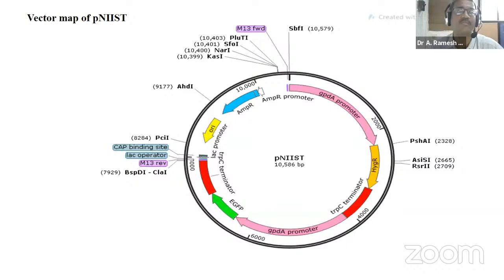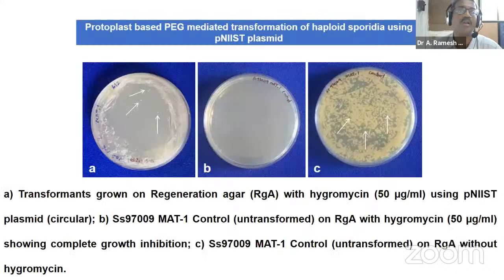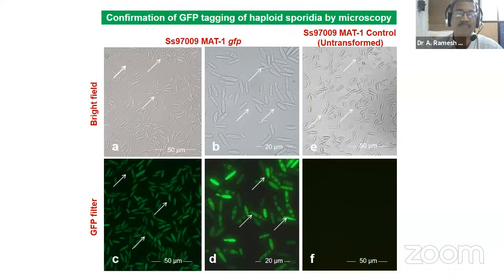This is a shuttle vector which we got from a collaborator from NIST in Trivandrum. We used this shuttle vector for the PEG-mediated transformation protocol. You could see the positive clones coming up under hygromycin selection. And then you could see the GFP fluorescing only in the transformed cells, and you are not seeing it in the untransformed ones.